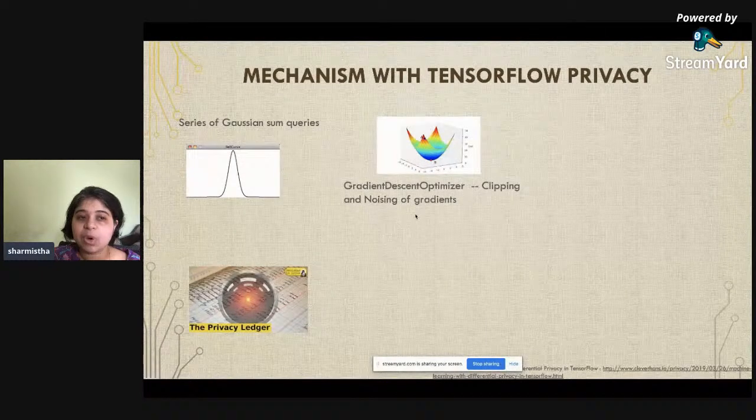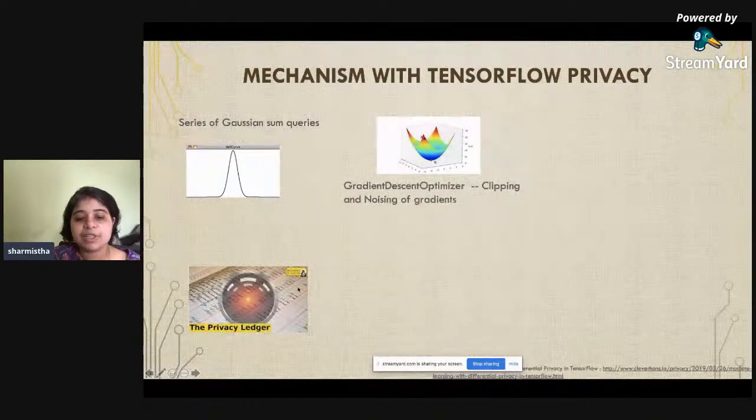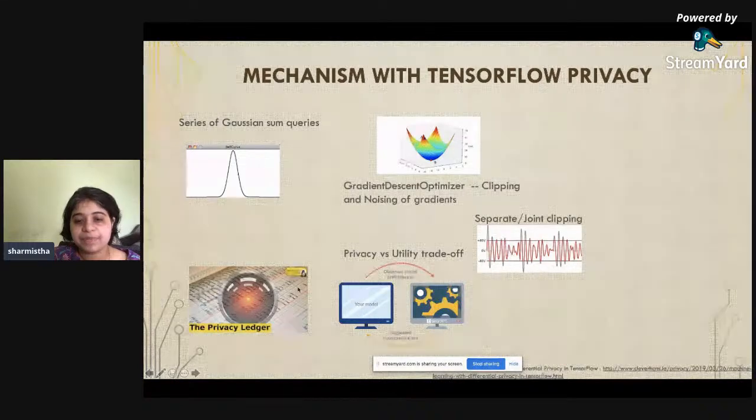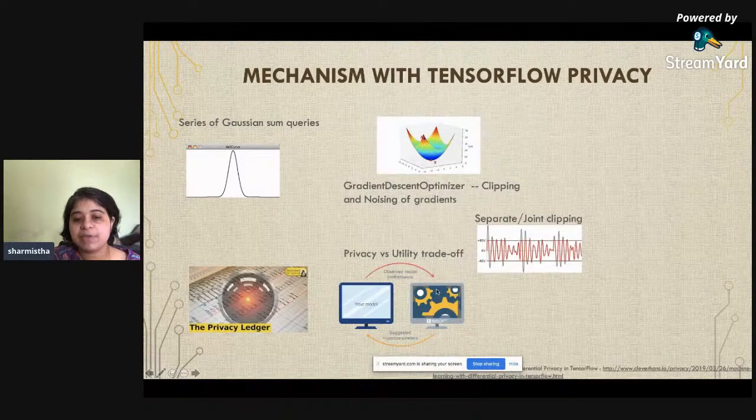That is built on top of the normal SGD we use, or the Adam optimizer we use. The privacy ledger keeps account of the privacy budget, and we should take care of privacy versus utility. And there is joint clipping of the gradients, how it clips the gradients.